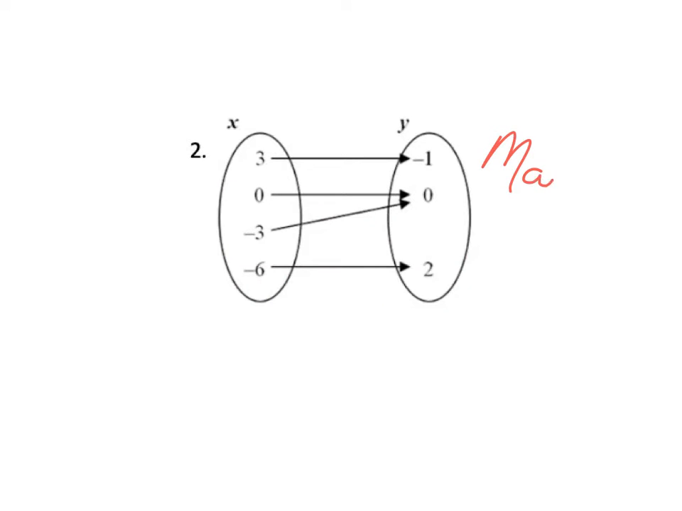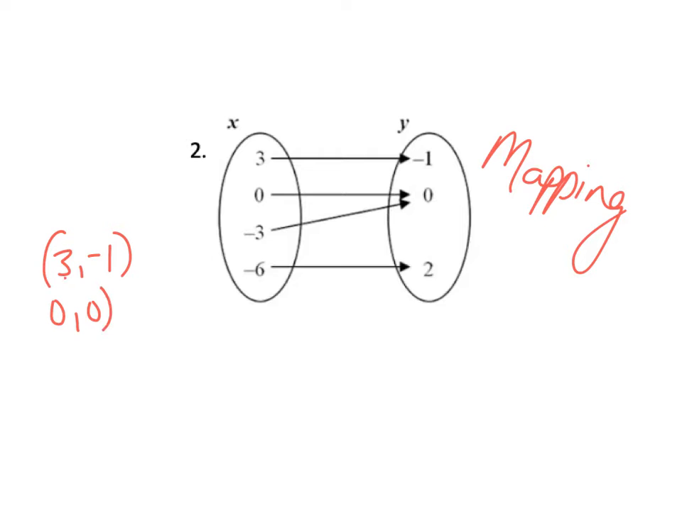Here's an example of a mapping. This is a function because each x value is paired with exactly one y value. If you have difficulty reading this, you would just list it out as ordered pairs: 3, -1, 0, 0, etc.